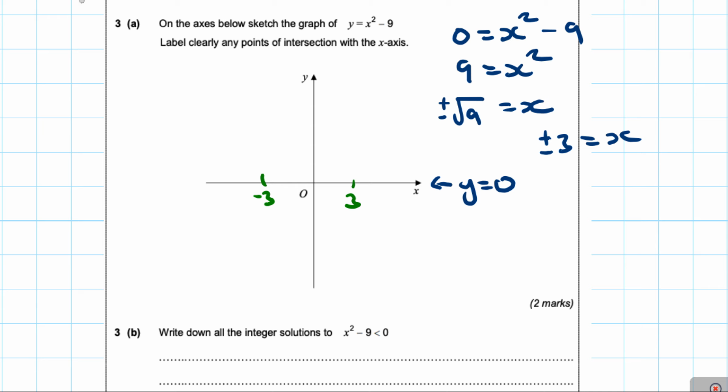So we don't need to label any of the y-axis points or the turning point, so we can just draw a general U-shape that shows our graph, and this will pick up all the marks that we need, making sure that it clearly goes through minus 3 and 3. Again, the sketching part of it doesn't need to be perfect, but does need to be a general U-shape.